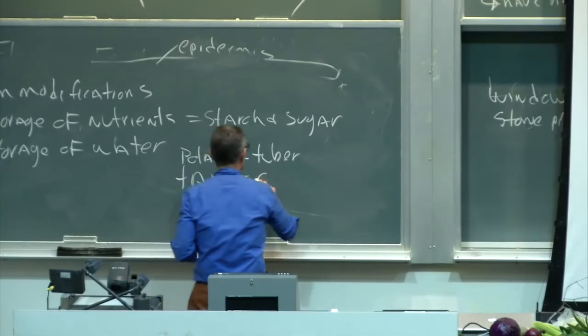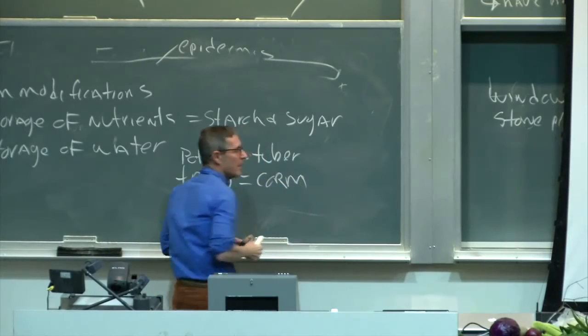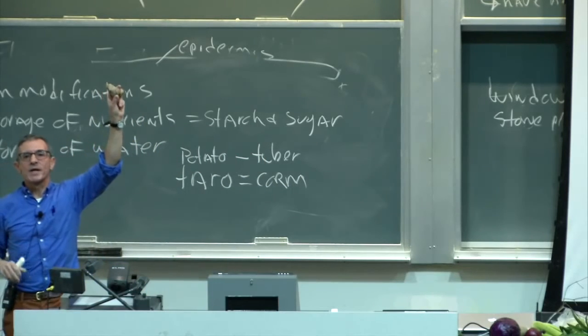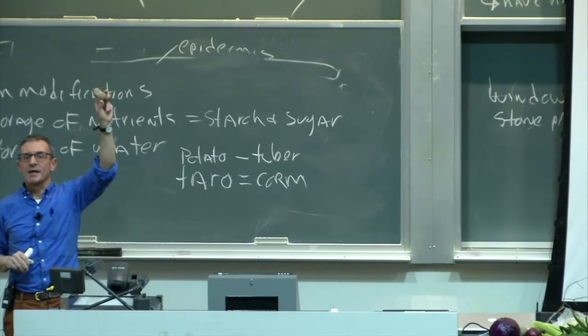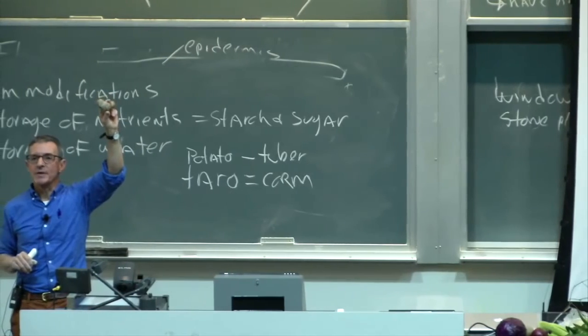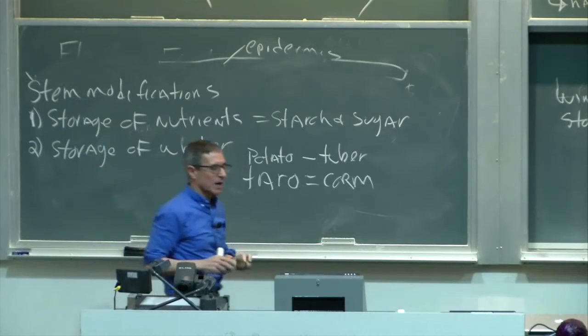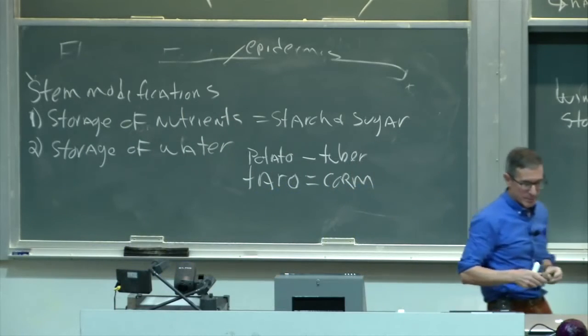Taro is a structure which is known as a corm, a modified stem, and there is starch stored in this corm. It is of very high quality, and it is often used to feed children, babies, because of the high quality and the small nature of the starch. Taro, a modified stem which is known as a corm.